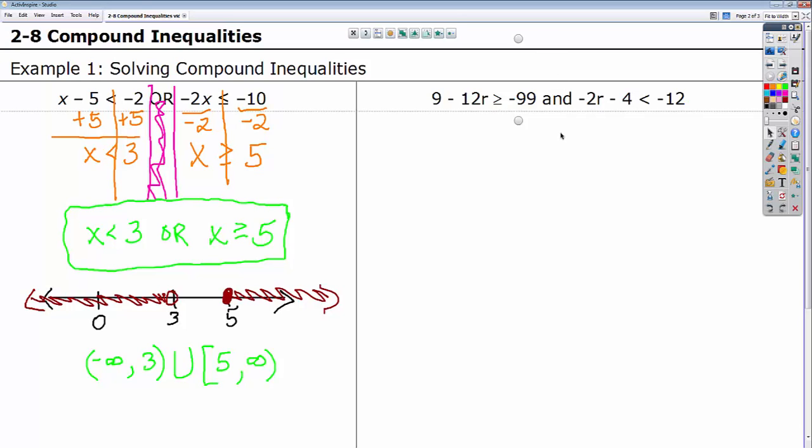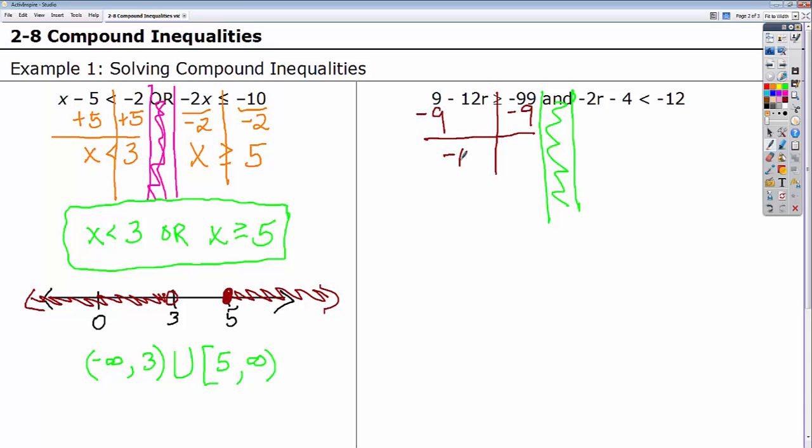Alright, let's try an AND problem. Okay, it works the exact same way, so I'm going to draw our little railroad tracks here so we separate our 2 equations. And then we're going to draw our line down our equal sign. So over here I need to subtract 9, get my numbers on the other side. Negative 12r greater than or equal to negative 108. And then we'll divide by negative 12.